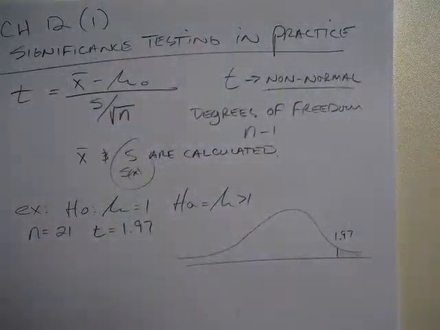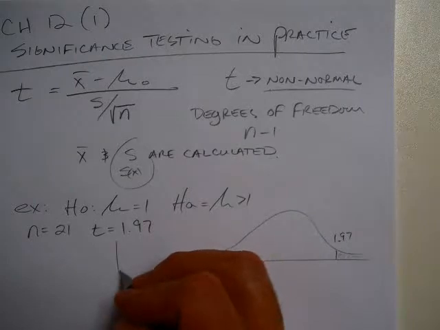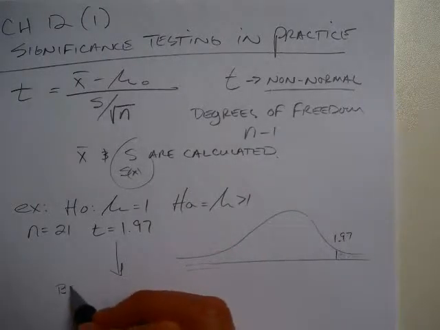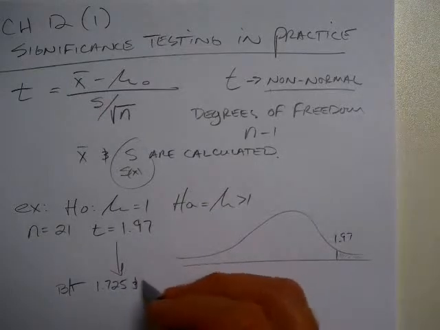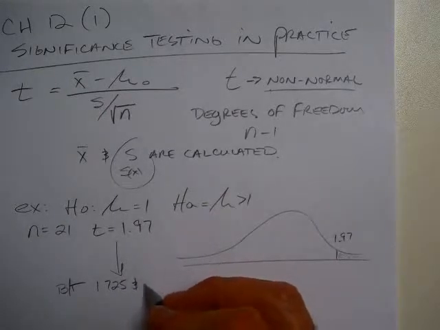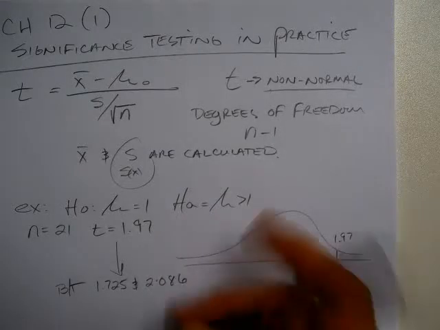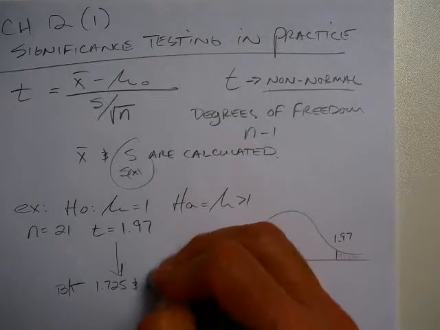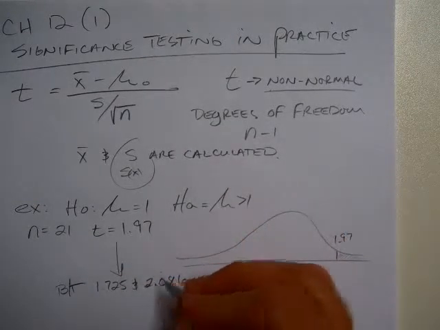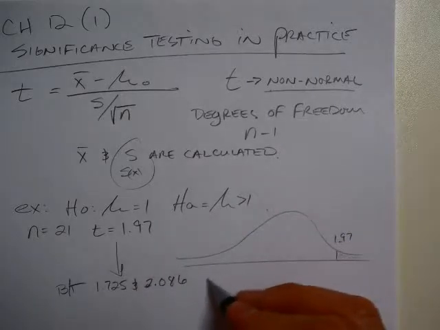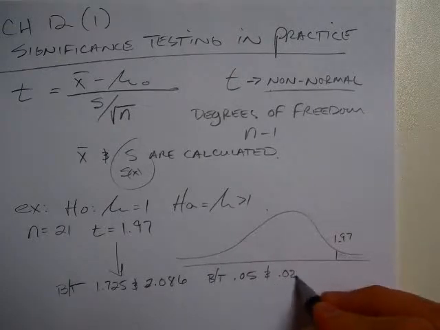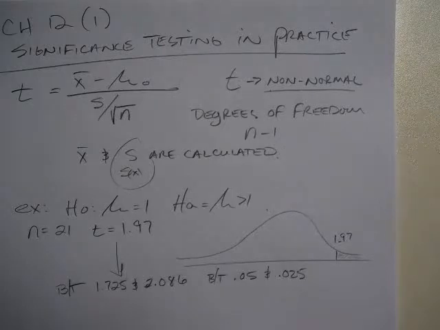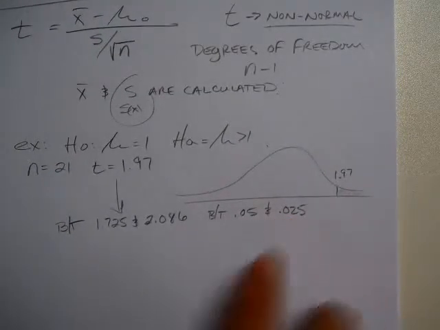So I have that this falls between, let's see, what were those values? 1.725 and 2.086, which would put it between 0.05 and 0.025. So this would be our p-value, somewhere in there.